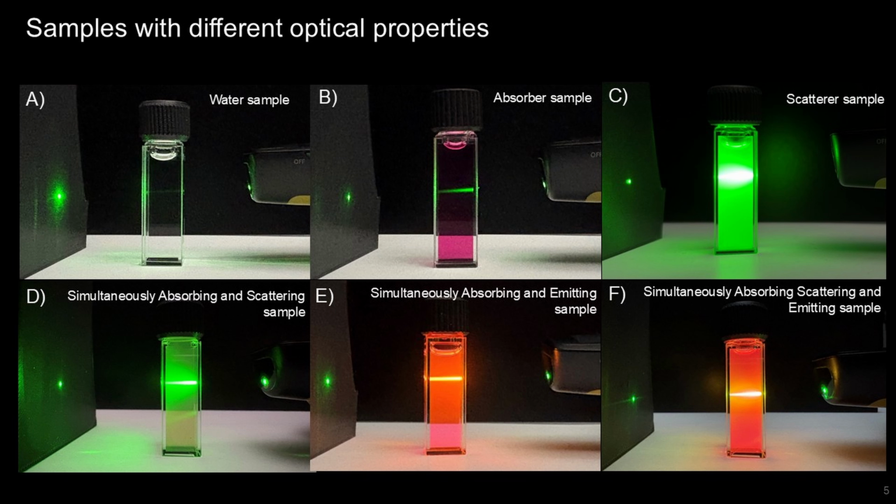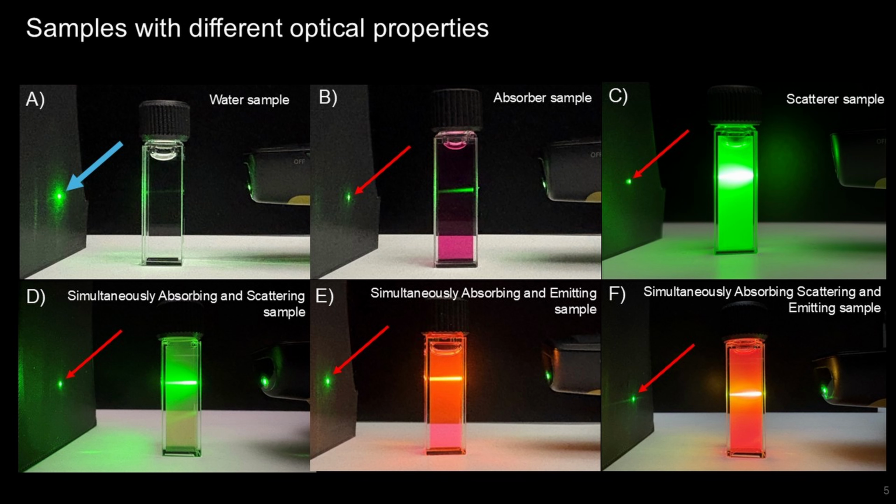Finally, sample F, the mixture of rhodamine dye with polystyrene nanoparticles, which combines all three effects: absorption, scattering, and emission. The laser beam is attenuated through both absorption and scattering, and a portion of the absorbed energy is re-emitted as fluorescence. So, in all of these cases, you can clearly see that the intensity of the laser spot on the screen is diminished compared to the water sample.